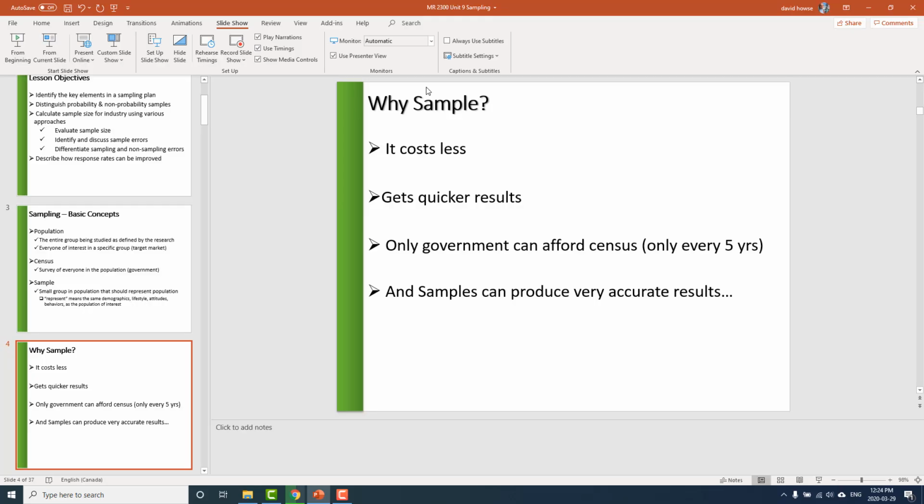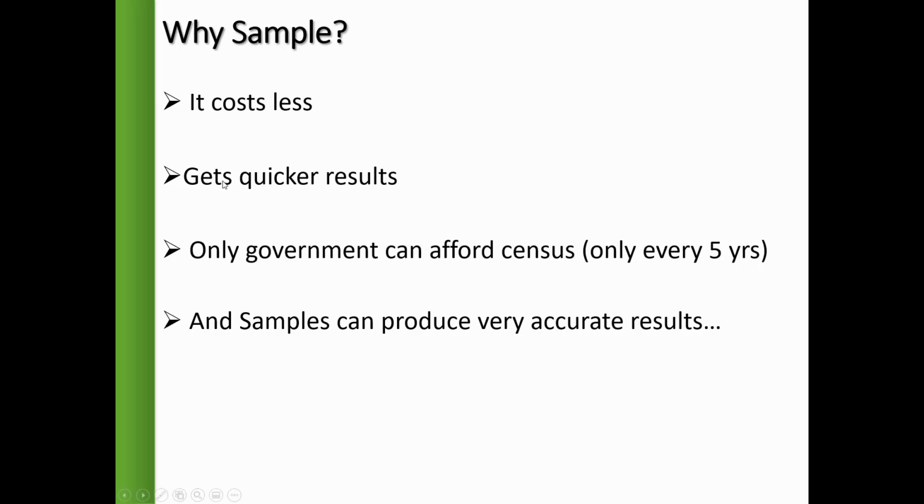So why do we sample? Why do we pick a smaller group of people out of the larger population to ask our questions? Well, it costs less. You get results quicker because you're only getting 30 surveys instead of 2,000. Only a government can afford a census, so it's expensive. Could you imagine how long it would take to collect 2,000 answers? Only a government can afford that, with all the people out there working for them to collect the data. And collecting a small sample of 25 to 30 people can actually be very accurate.